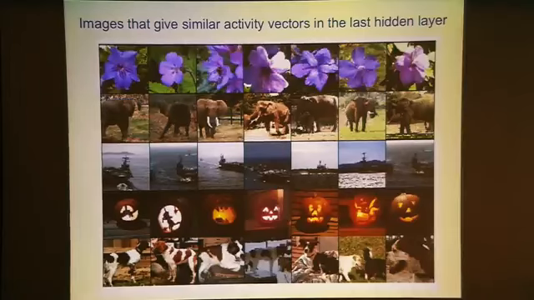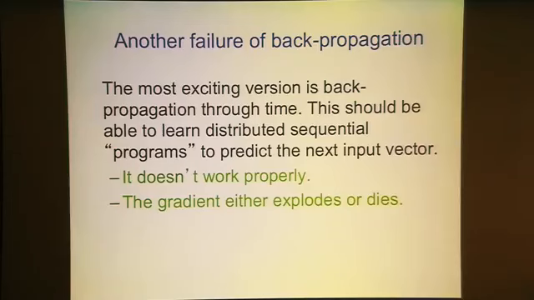The last thing I want to talk about in this lecture is another of the failures of backpropagation in the 1980s, when computers were too slow. It wasn't backpropagation that failed, it was those computer hardware guys who just hadn't made decent machines yet. So backpropagation through time looked like it ought to be able to learn programs. You ought to be able to take a big net, run backpropagation through time, and have it learn lots of little programs that interact to predict, for example, what's going to happen next. And that would have been really nice.